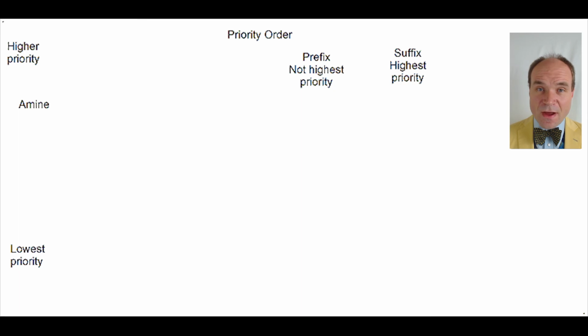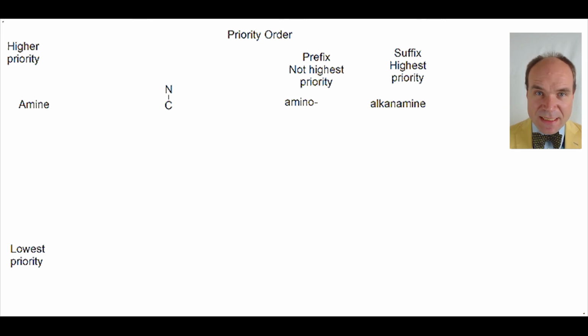Going down from thiols, we come to amines in the priority list. Amine, if it isn't the highest priority functional group in your molecule, is called amino. If it is the highest priority functional group in your molecule, the name changes, and we have alkanamine.